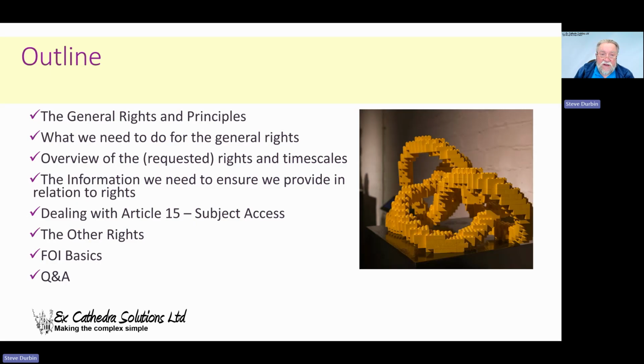I'm also going to talk a bit about FOI, and the reason for that is because people often confuse FOI, EIR, and the data protection law. So basically, you may get requests which say, under FOI, I request all of my data, that sort of thing, and we'll cover how to deal with that. Obviously, there can't be Q&A because this is recorded, but there is a contact address at the end, and of course, customers have got their own contact details if they need it.